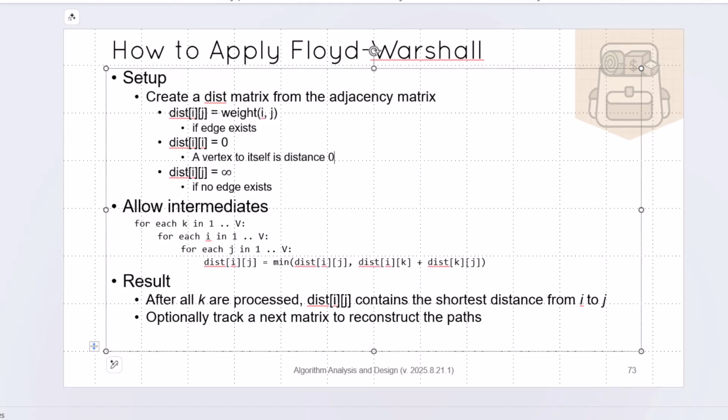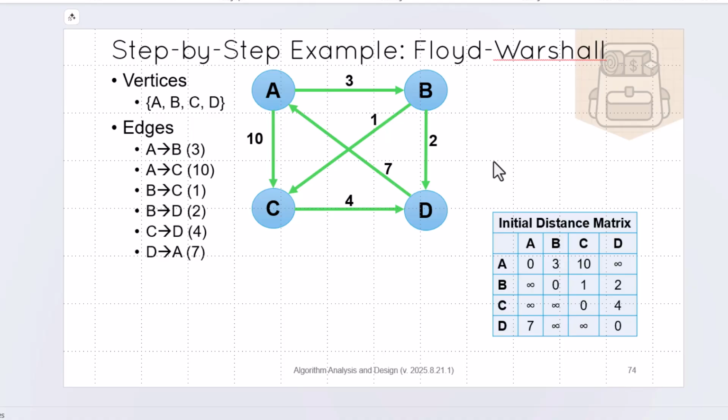The result is that after all the k are processed, the distance ij contains the shortest distance from i to j. Optionally, we track a next matrix to reconstruct the paths, so a little bit more memory to reconstruct it. So here's a step-by-step example with Floyd-Warshall. Here's our initial distance matrix.